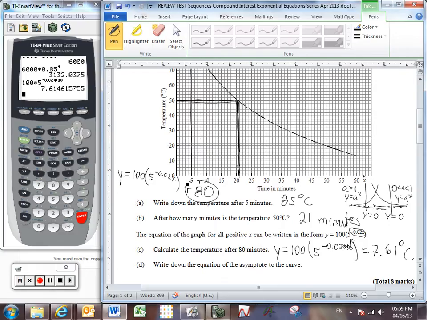But in this question, we don't have a shift upwards by anything. We're simply shifting upwards by 0. We're not shifting at all. And so the equation of the asymptote would still be y equals 0.